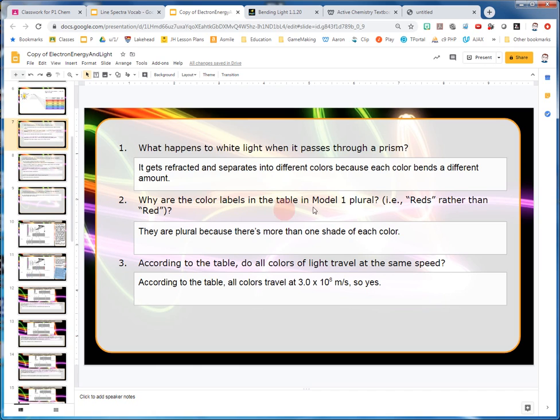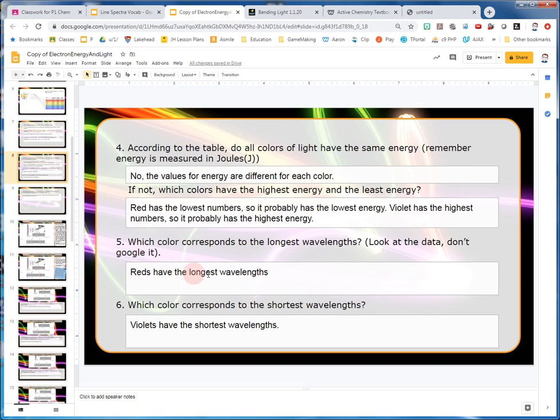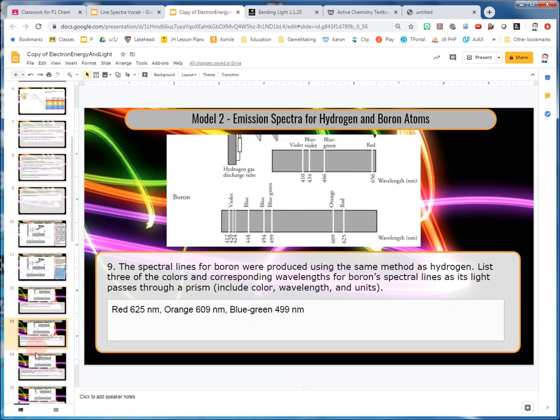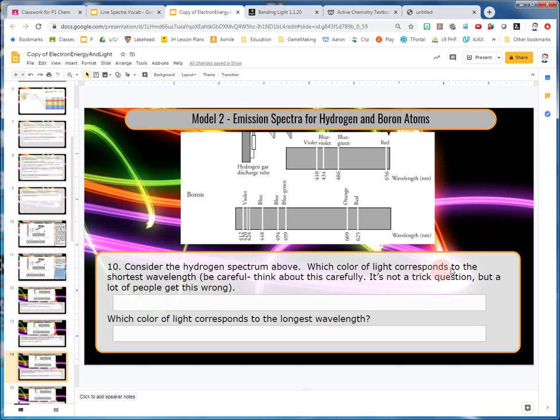We said that reds have the longest wavelengths and the lowest energy. So which color of light corresponds to the shortest wavelength? Well, we said that a smaller number means that the wavelength is short. If we measure it and it's a small number, then it's short. So the shortest wavelength should be violet, right?